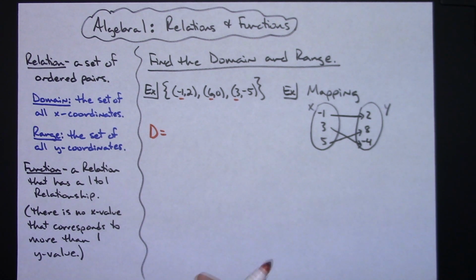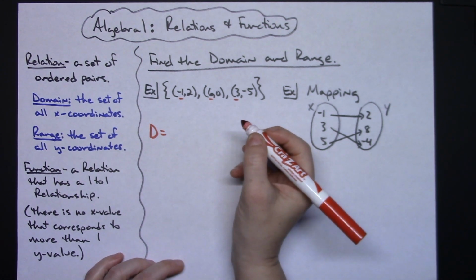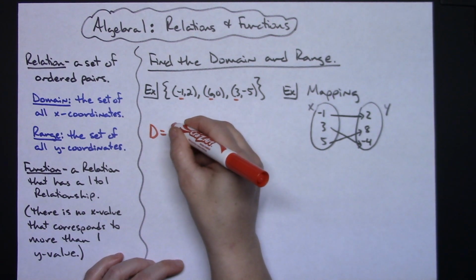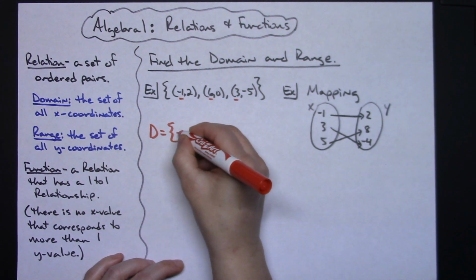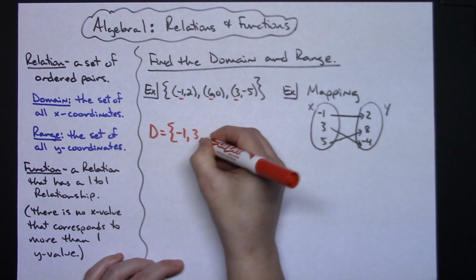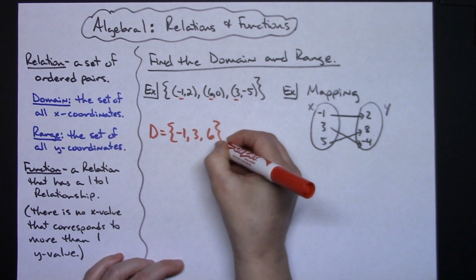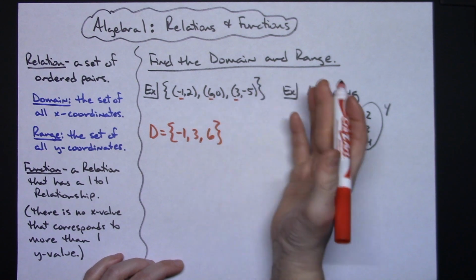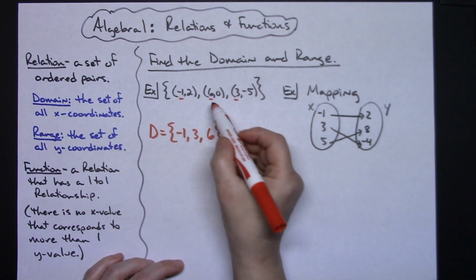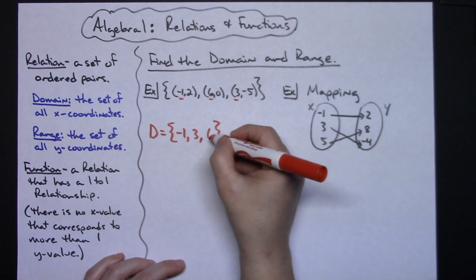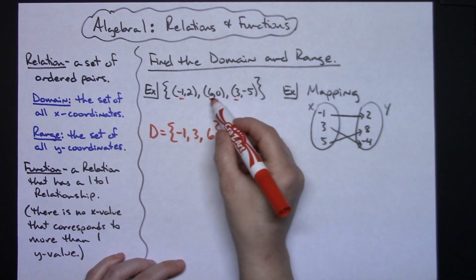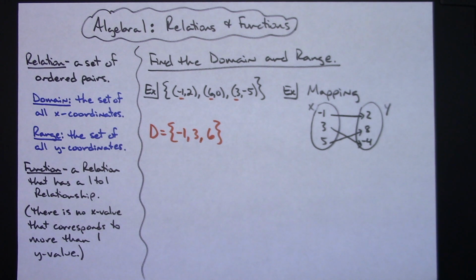Typically, your textbook answer is going to want you to put these in order from smallest to largest, and use set notation as well. So I'm going to start with my set brackets, and then -1, and then the 3, and then the 6. If there would have been 4 different ordered pairs there, and the 6 would have been twice, then I would have only listed it one time. You're only going to list each one of those x coordinates one time.